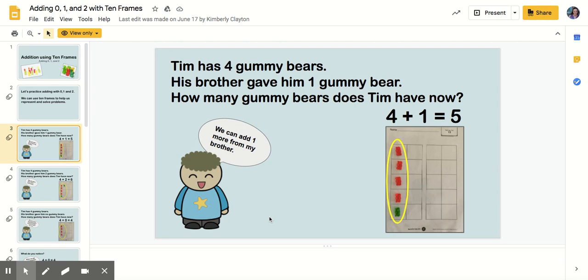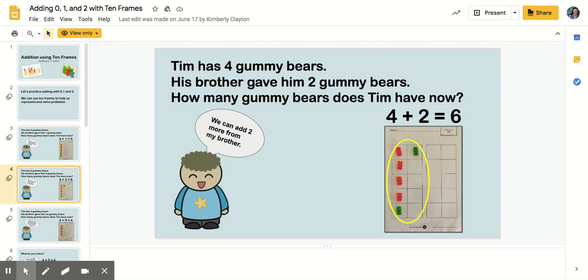Let's go on to the next one. This time Tim has 4 gummy bears. His brother gave him 2 gummy bears. How many does he have now? And we can see off to the right in our 10 frame, they have the 4 red gummy bears plus 2 more gives us 6.